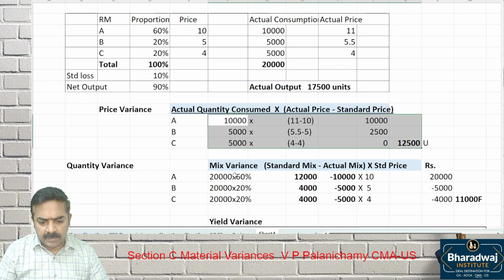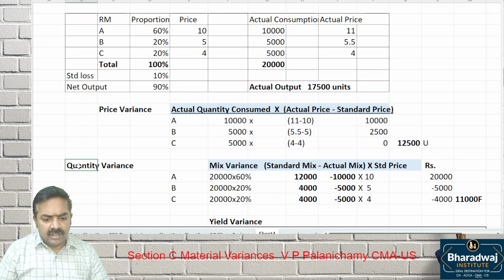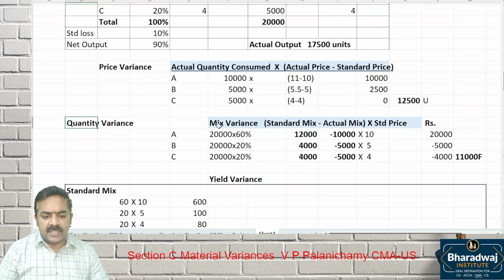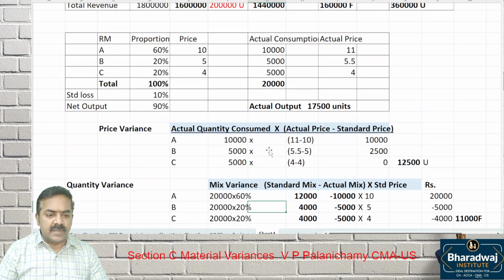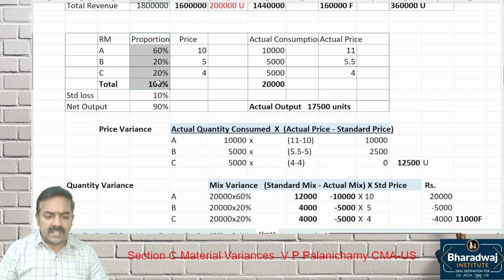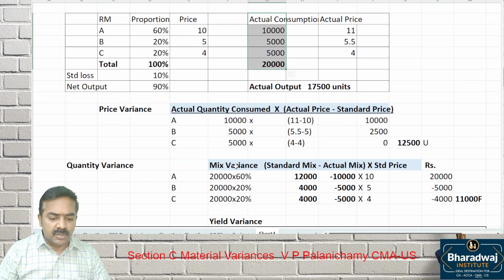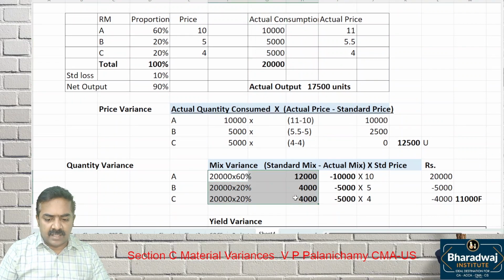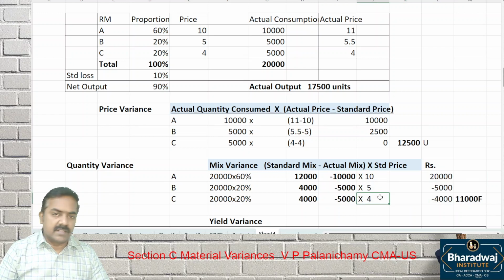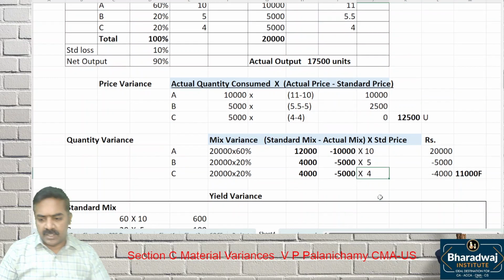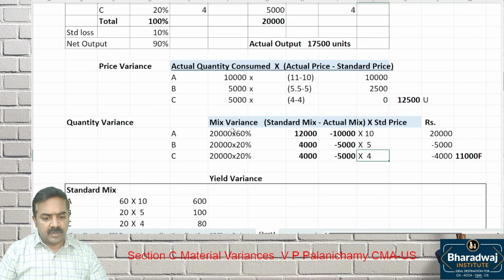We had seen a question based on that. Then quantity variance comes because of mix variance and yield variance. What is a mix variance? The material is not mixed in the same standard proportion. Look at the last class working: 60-20-20 is the standard proportion. Actual proportion is not in the same ratio. The difference between standard mix and actual mix into standard price gives us the mix variance.